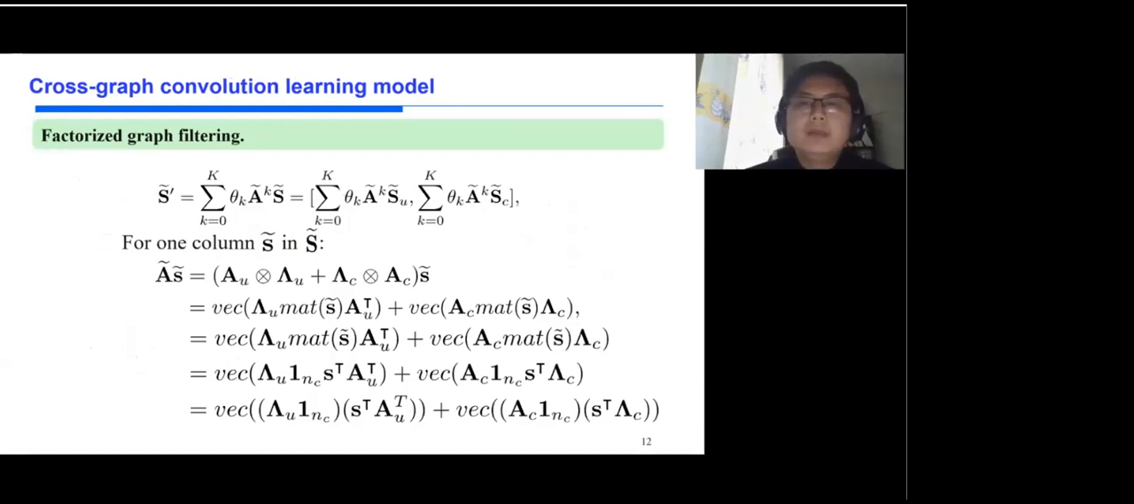To infer and obtain the cross-graph, we conduct spectral graph filtering, which is similar to the classic graph convolution. But the difference is that we apply the spatial graph filtering on the built cross-graph. Furthermore, we leverage the property of a tensor operation and derive the factorized graph filtering. After this process, the computational complexity can be effectively reduced.